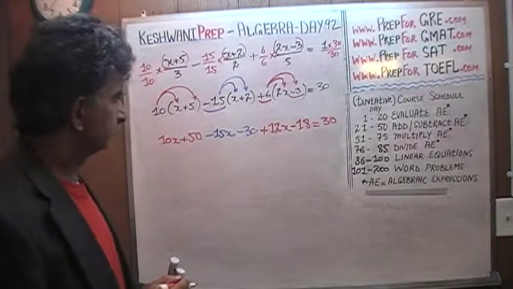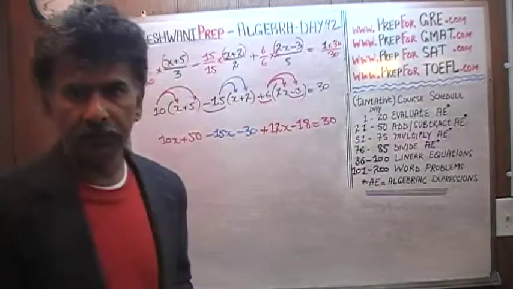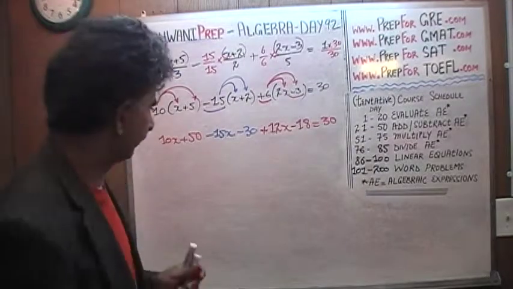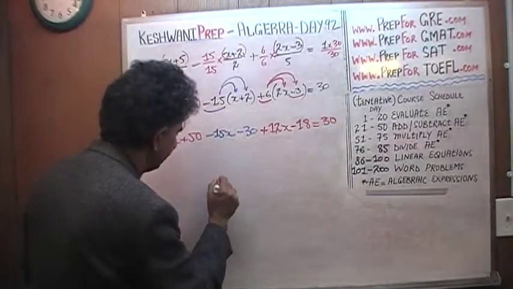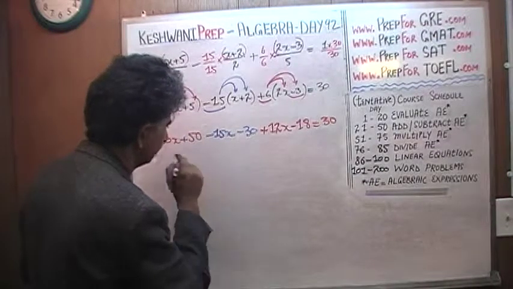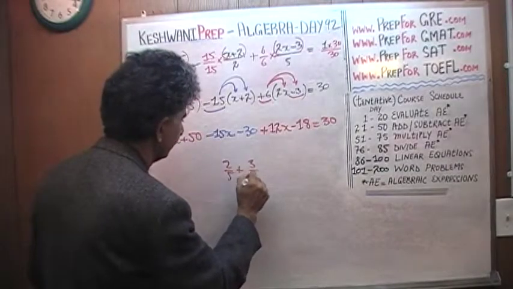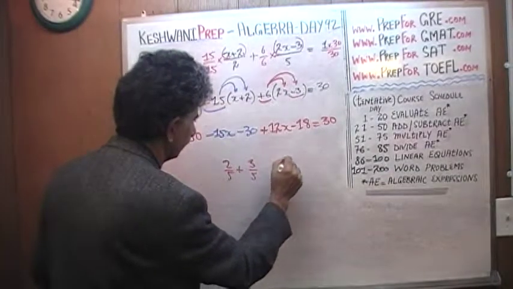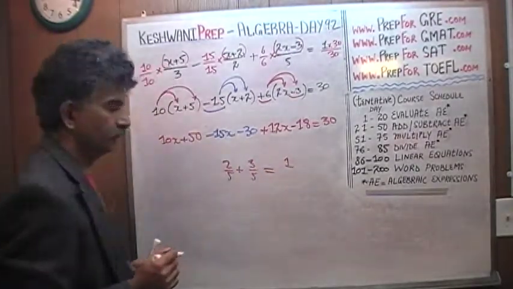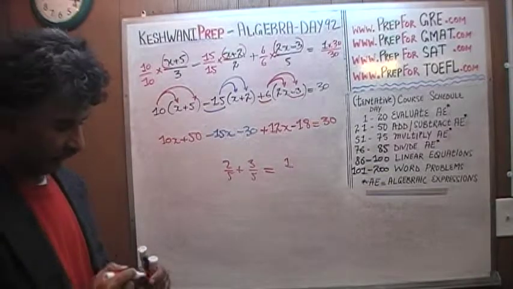You see? I hope you understand why we ignored 30. I hope you did not have too much trouble. For example, we need 30. 2/5 and 3/5 equals 1. So nobody's going to argue about the fact that 2/5 plus 3/5 equals 1.